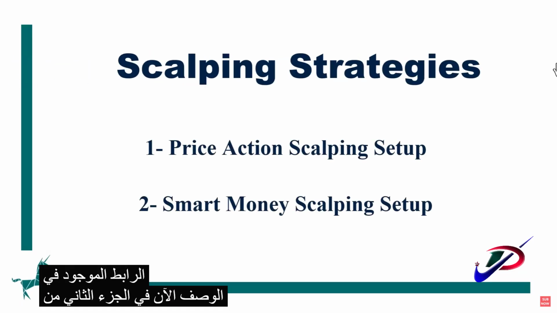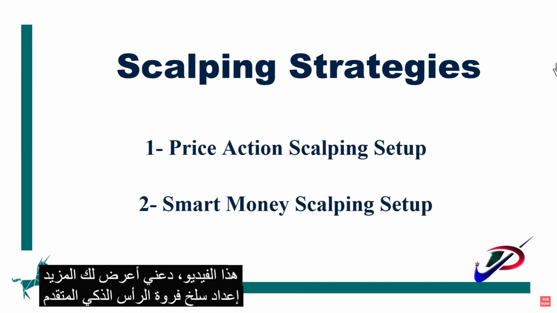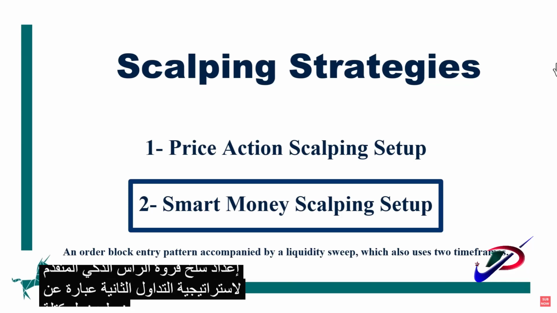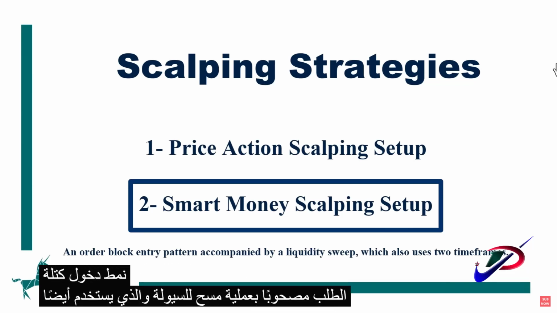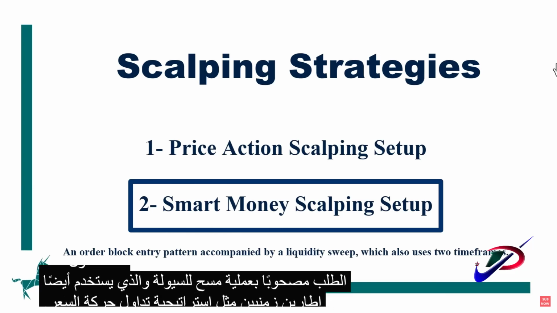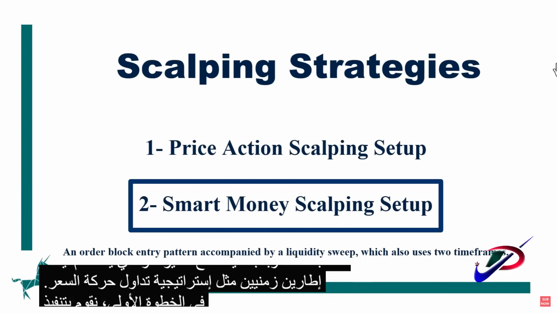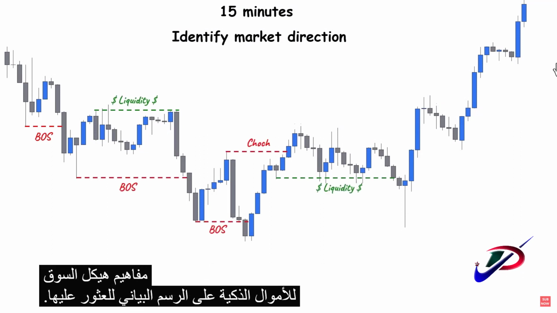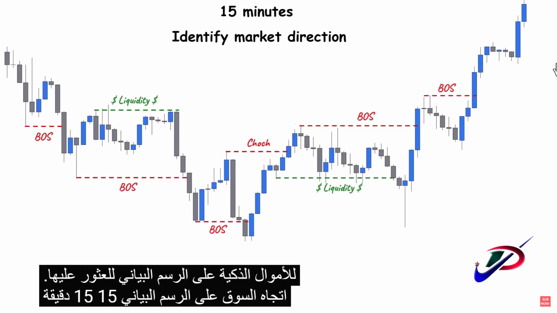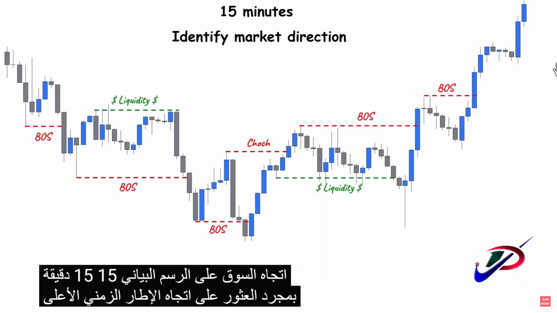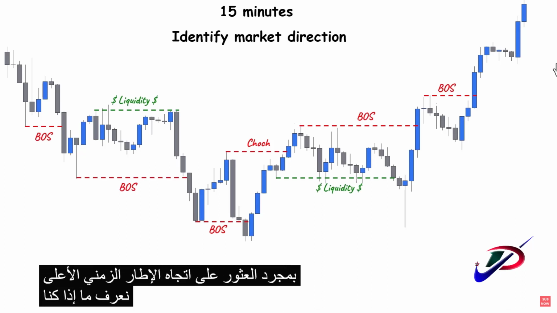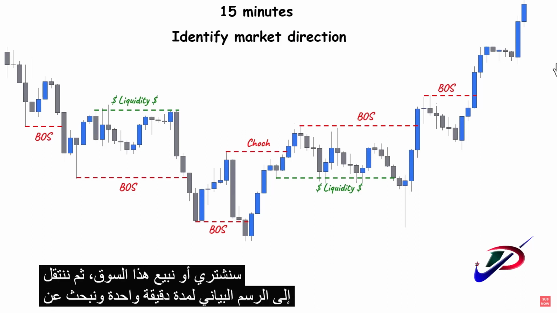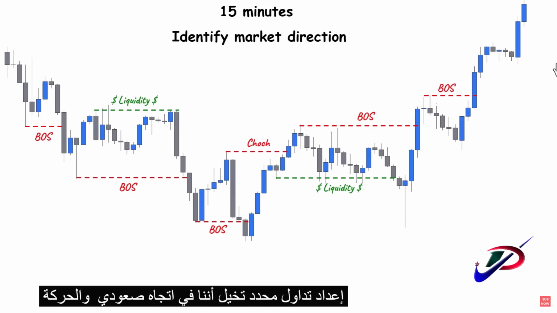Now, in the second part of this video, let me show you a more advanced smart money scalping setup. The second trading strategy is an order block entry pattern accompanied by a liquidity sweep, which also uses 2 timeframes. Like the price action trading strategy, in the first step, we implement the market structure concepts of smart money to the chart to find the market direction on the 15-minute chart. Once we find the higher timeframe direction, we know whether we are going to buy or sell this market. Then we drop to the 1-minute chart and search for a specific trading setup.